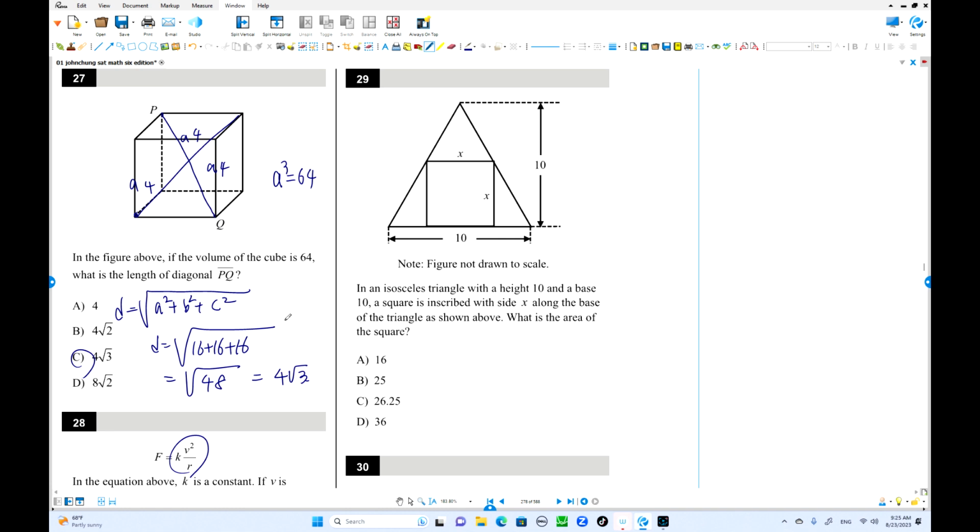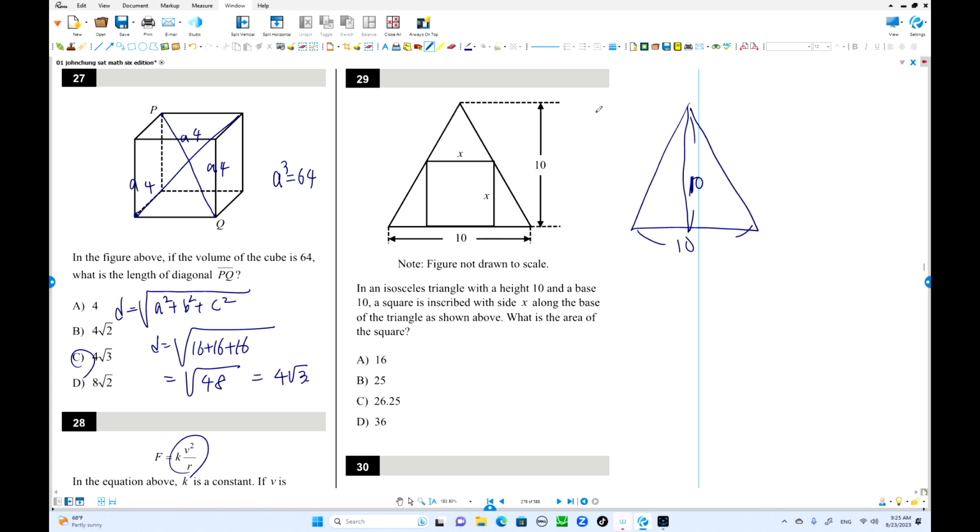Right, number 29. We have an isosceles triangle. The height is 10, the base is 10. In this isosceles triangle, the height is 10 and the base is 10. Same length here and here. We have a square with side length x, this is x, this is x. What is the area of the square?